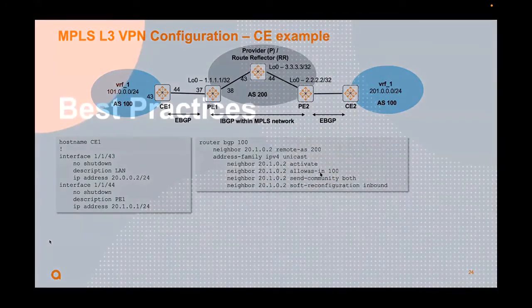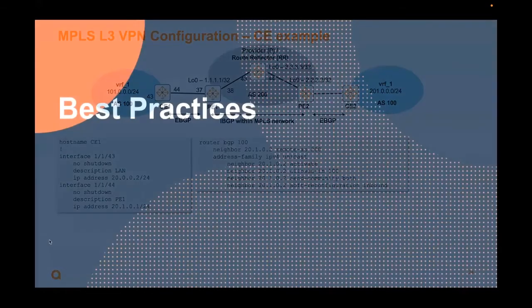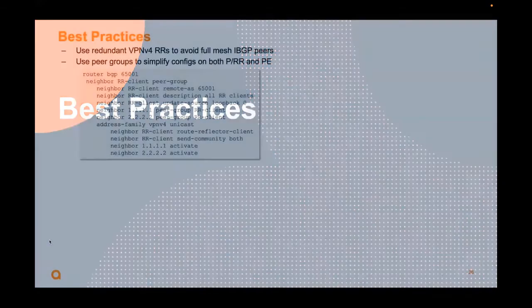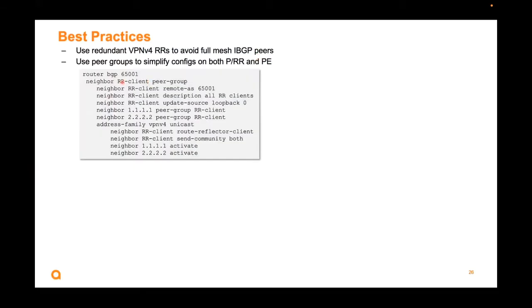Best practices. Use redundant VPNv4 route reflectors to avoid the full mesh of iBGP peers. Use peer groups to simplify configs on both your route reflector and PE. This is an example of a peer group. If it's like the loopback, it's common to both clients. You just want to specify it one time. Same for the remote AS. And you can just activate them under the VPNv4 address family.